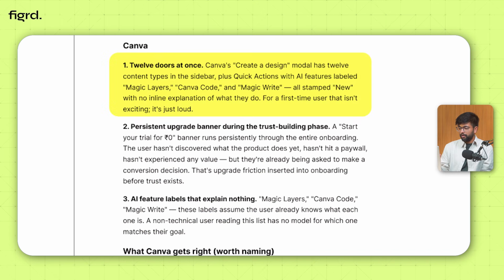The create a design model has 12 content types in the sidebar. Quick actions with AI features, magic layers, Canva code, magic write, all labeled new with sort of no explanations of what they do. And it's a lot of doors at once. For a first-time user, that's not exciting, it's just loud.